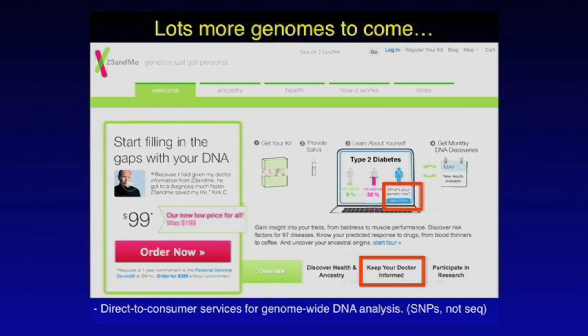It's not a board of ethicists somewhere in a hospital sitting saying, I wonder if it's ethical to test for the APOE mutation that might cause Alzheimer's. People will be able to just go out and get this stuff, and then they'll bring it to your doctor. In fact, 23andMe suggests one of the uses of this information is to keep your doctor informed.